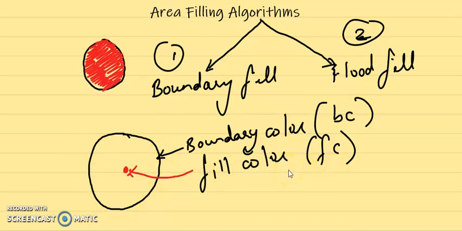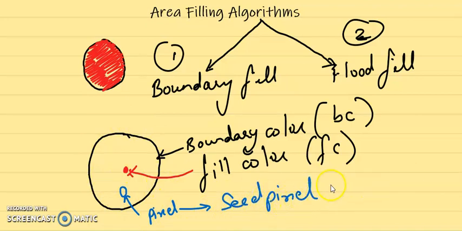Okay, and how does your area filling algorithm start? Your area filling algorithm basically starts with a pixel. So this is nothing but one pixel for us that is inside this circle, and we call this pixel the seed pixel. And the location of this pixel is x comma y. So this is any pixel inside this circle, but the only constraint is it has to be inside this circle or else any region that is given to you.